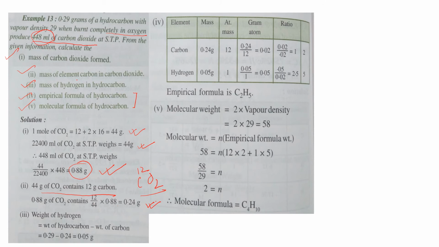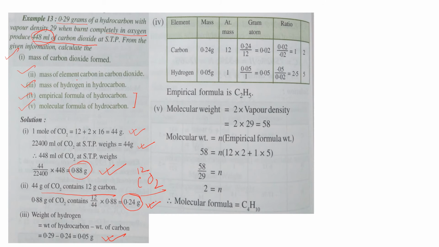Third one, mass of hydrogen in hydrocarbon. Now weight of hydrogen is equal to weight of hydrocarbon minus weight of carbon, because I told you that hydrocarbon is only hydrogen and carbon. So the weight of hydrocarbon is given 0.29 gram. So 0.29 minus, I am getting this much amount of carbon is present, so 0.24. If you subtract these two, I am getting 0.05. This much amount of hydrogen is present. That is number 3.